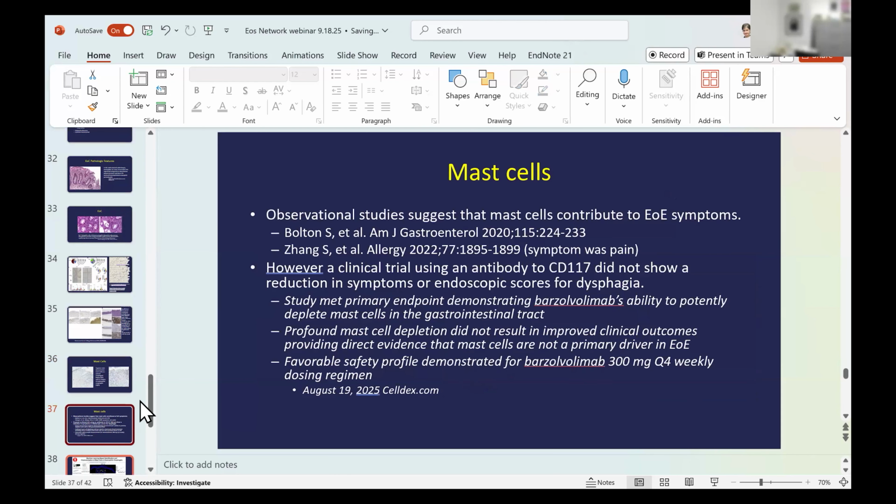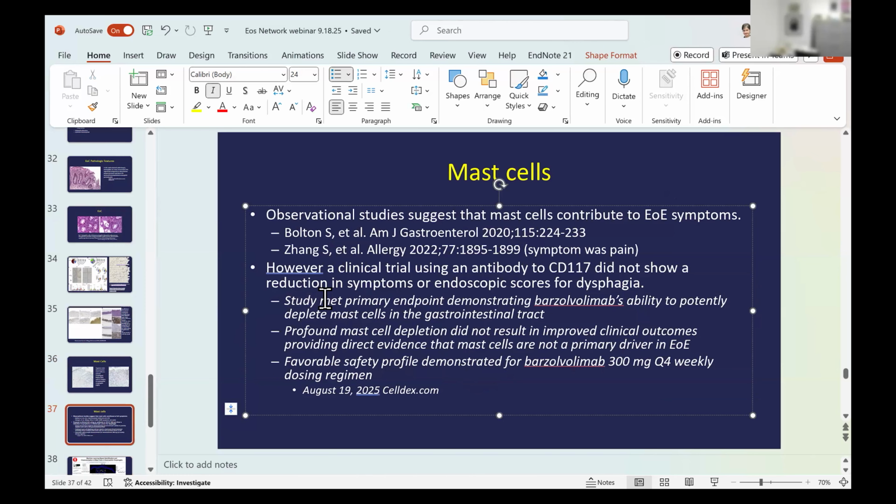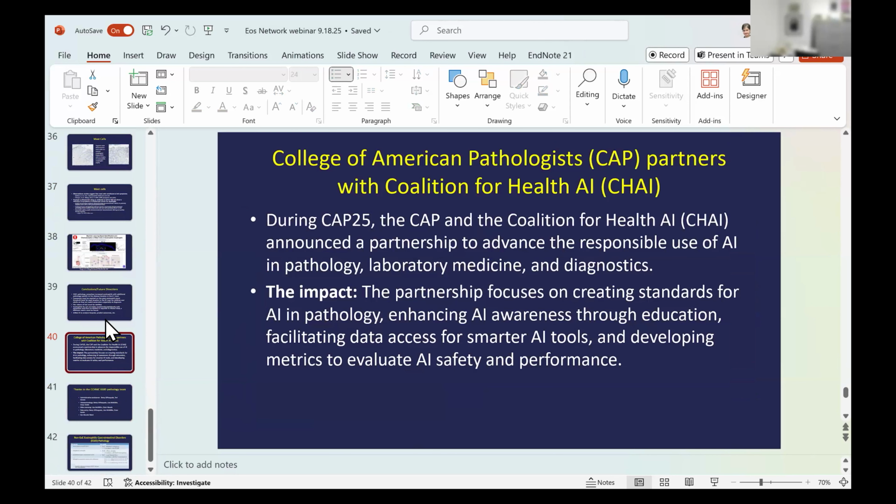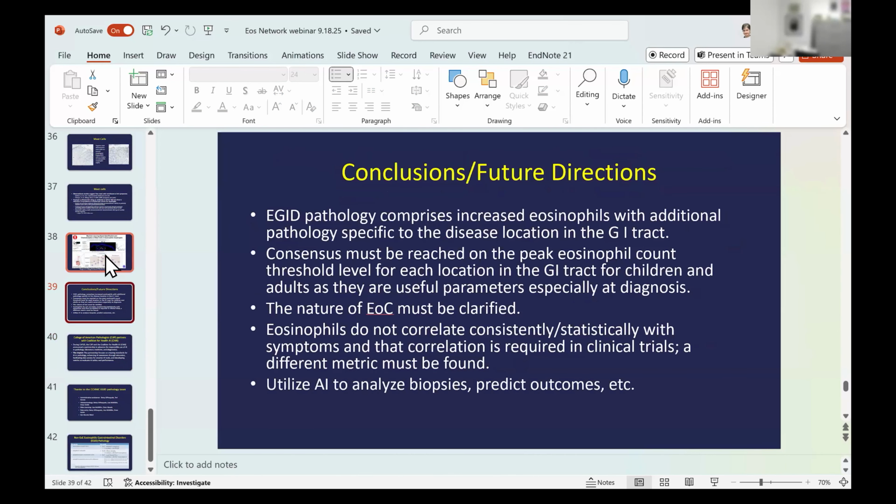And observational studies suggest that mast cells contribute to symptoms in eosinophilic esophagitis, but a recent clinical trial using an antibody to CD117 did not show a reduction in symptoms or endoscopic scores for dysphagia, unfortunately. But I think that's not a reason to become discouraged about continuing to pursue what mast cells are about and what they're up to in EGID.